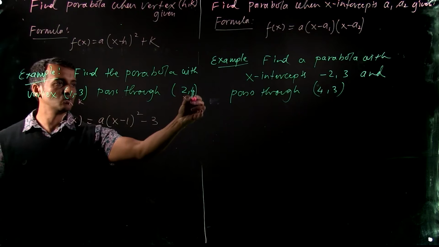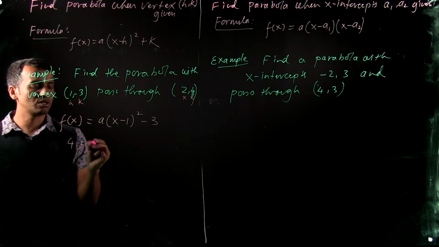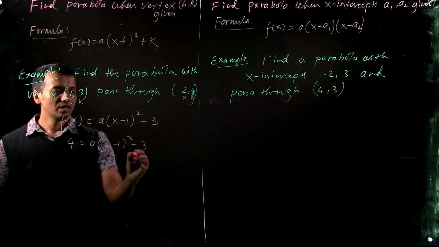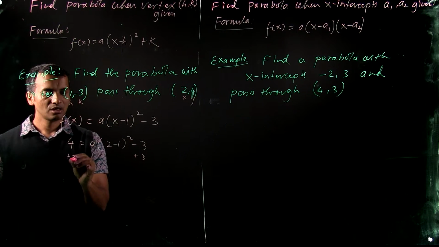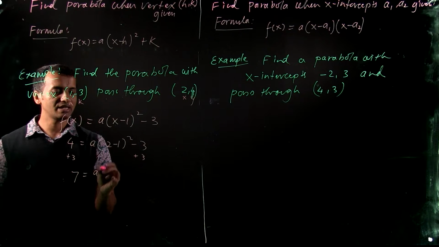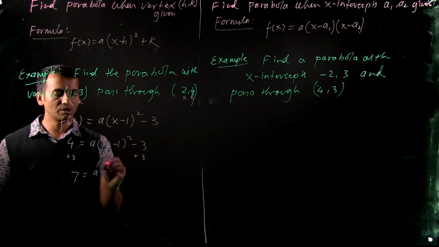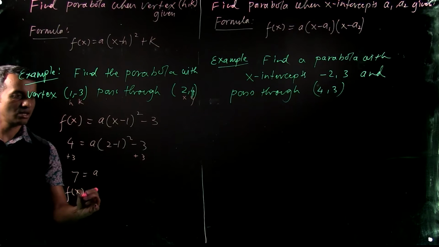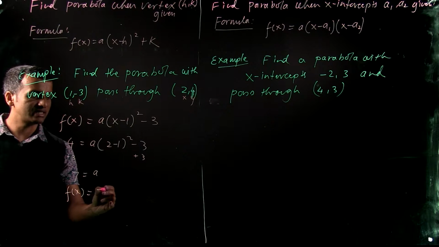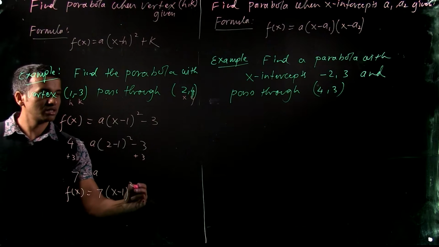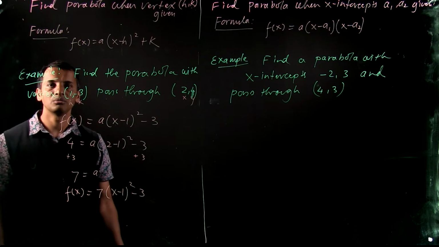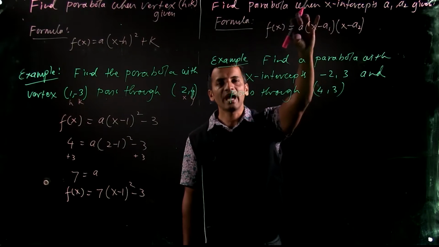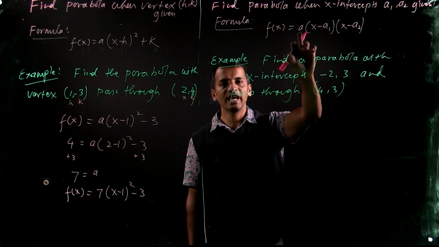So this is x, this is y. So y is 4 equals a times (2 minus 1) squared minus 3. Now add 3 on both sides. So you get 7 equals a times (2 minus 1) is 1, squared is just 1. So a is just 7. So what is the parabola then? f(x) will be a is 7 times (x minus 1) squared minus 3. That's the parabola.